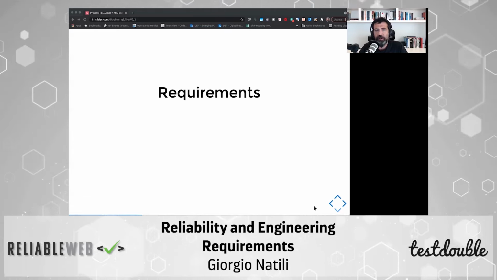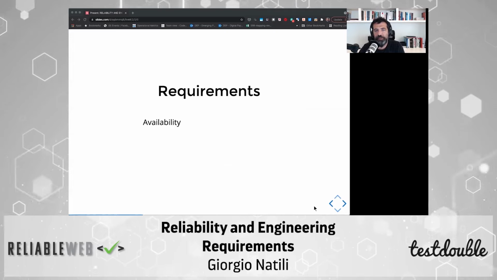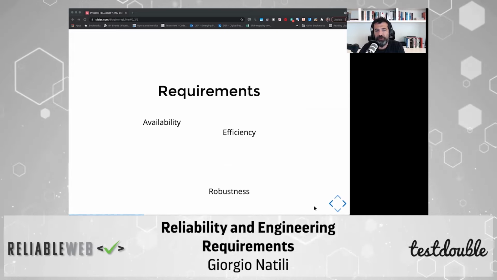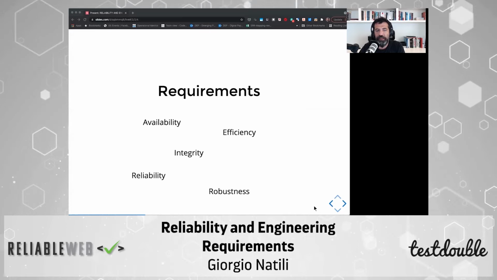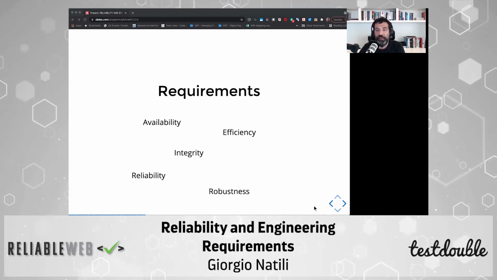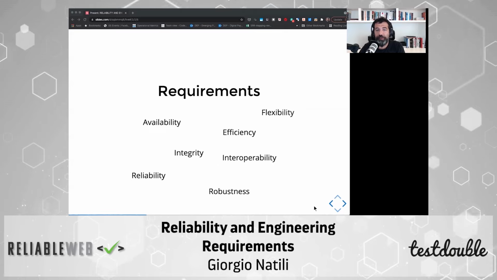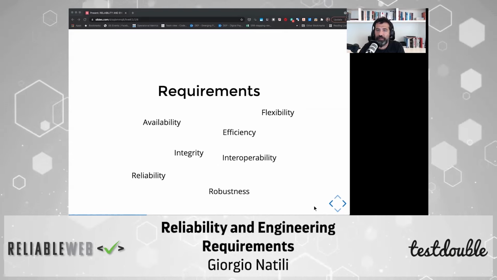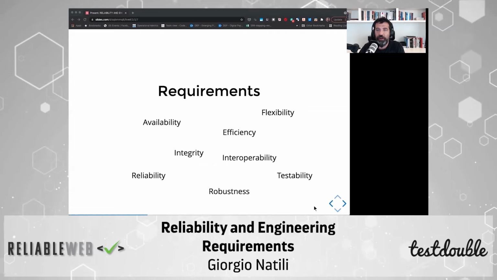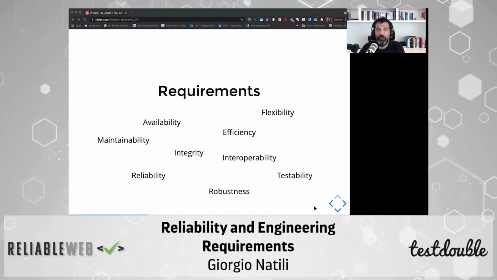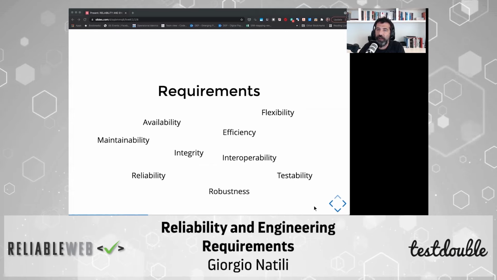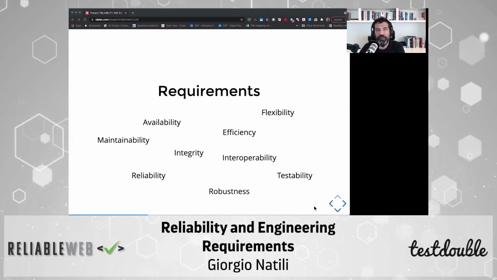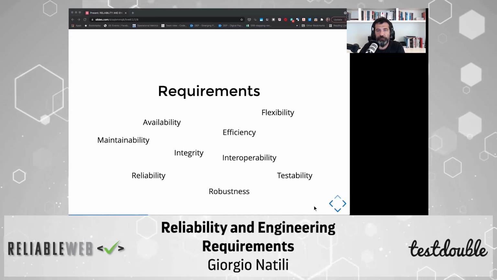But overall, there are requirements that influence the availability, the efficiency, the integrity, the robustness, the reliability, the interoperability, and the testability of your systems. Also, there are requirements that influence the flexibility of your system, and all of them together are what you need in order to define precisely what your system is going to do.